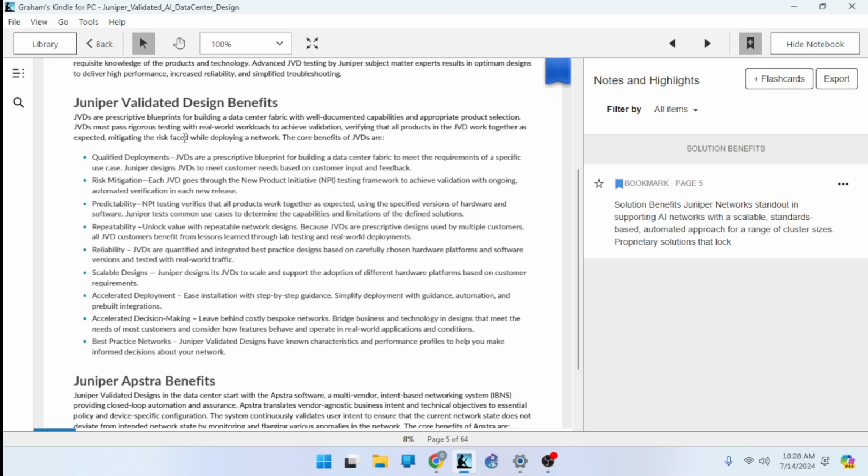Reliability. JVDs are quantified and integrated best practice designs based on carefully chosen hardware platforms and software versions and tested with real-world traffic. Scalable designs. Juniper designs its JVDs to scale and support the adoption of different hardware platforms based on customer requirements. Accelerated deployment. Ease installation with step-by-step guidance. Simplify deployment with guidance, automation, and pre-built integrations.